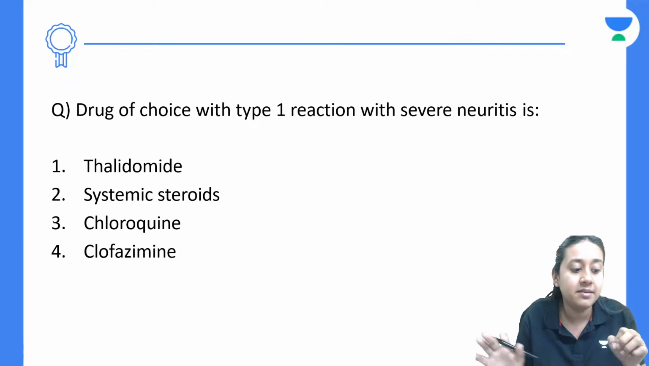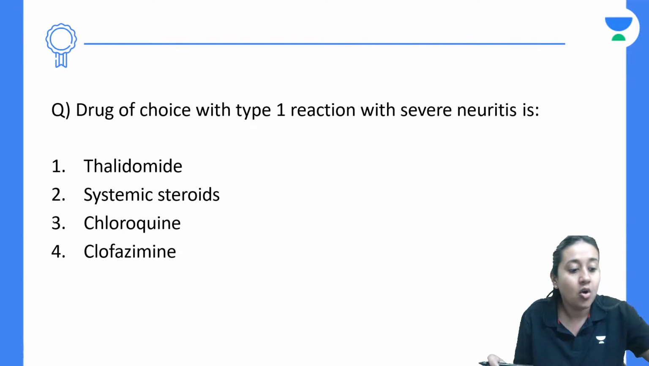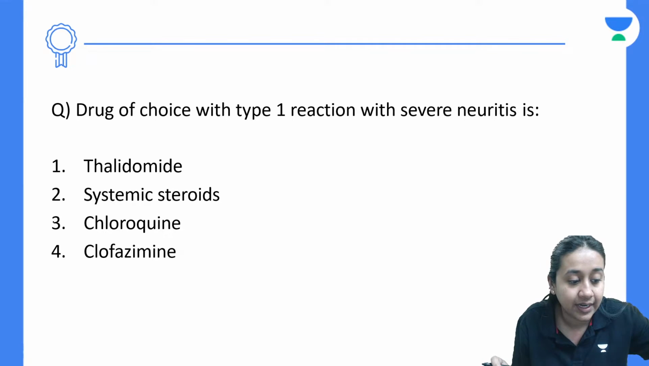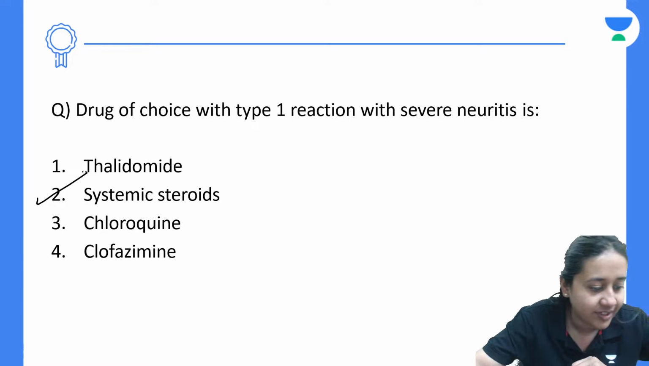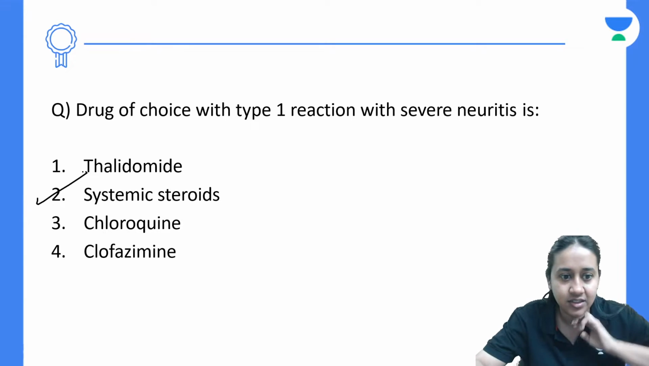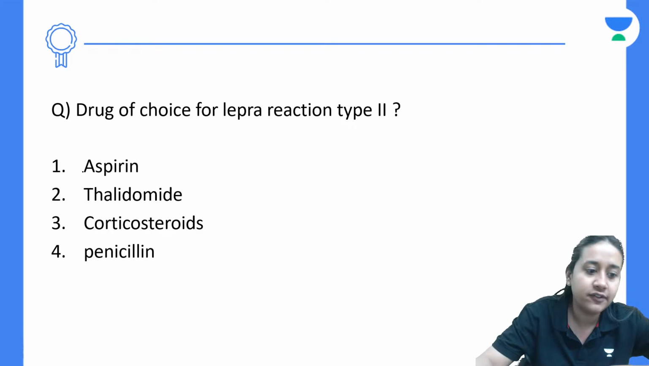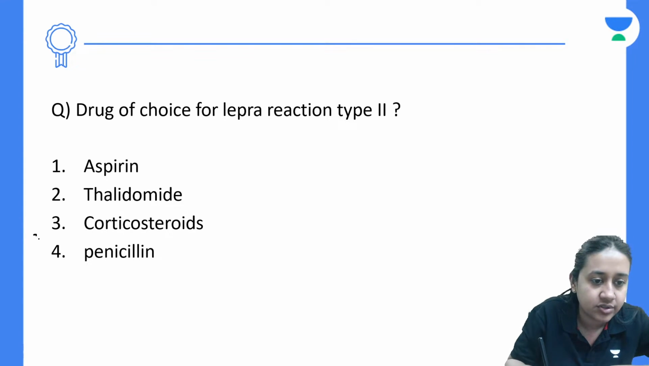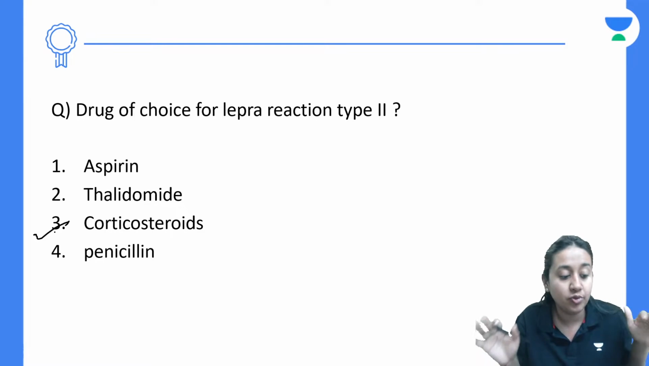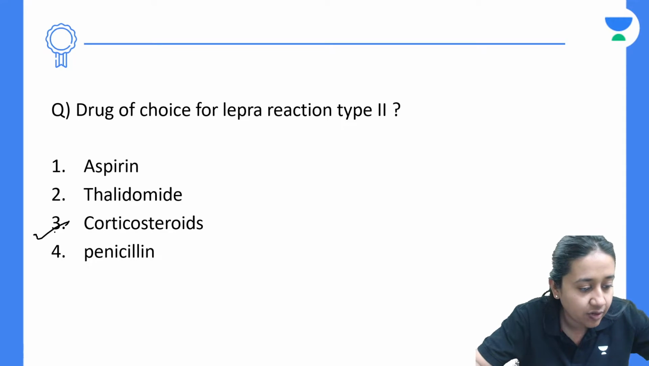Very nice. Please remember whether a severe form of neuritis is associated or a mild form of neuritis, the treatment always remains the same, and that is systemic steroid. We will not change this fact. Systemic steroids are always the treatment of choice. Drug of choice for type 2 lepra reaction, again I would say the same thing. It is corticosteroid. For type 1 and type 2 both, nothing will change. The answer remains the same, that is corticosteroids. Clear all of you?